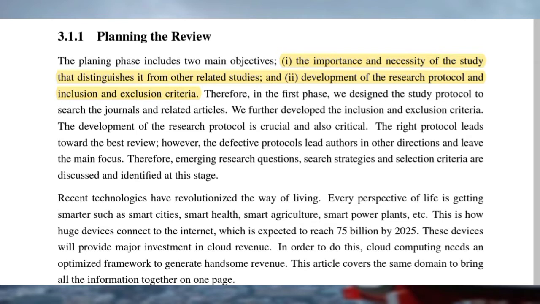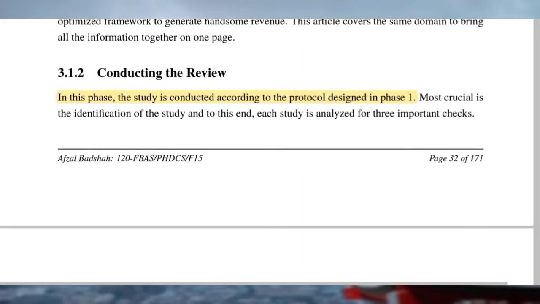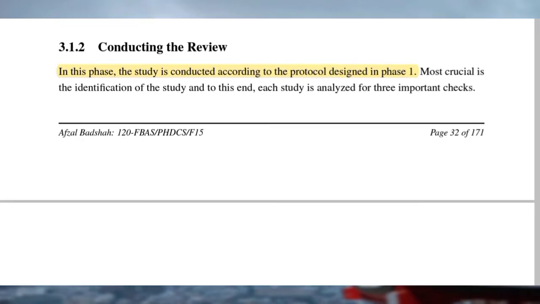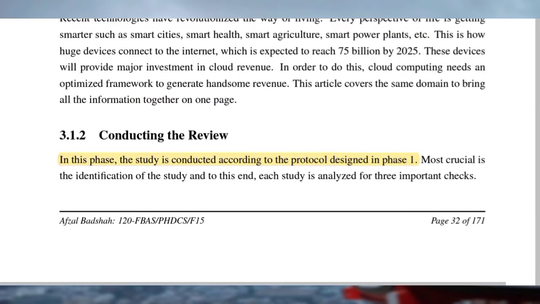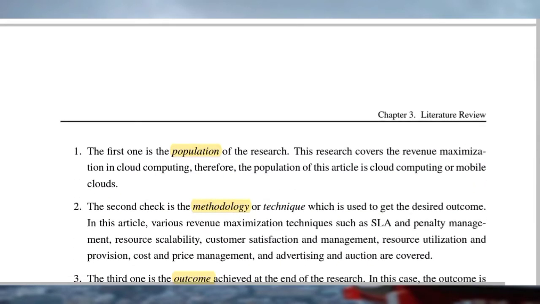And secondly, development of the research protocol for the inclusion and exclusion criteria. Definitely we will define the inclusion and exclusion criteria to search the literature. Once we have planned, and once we have defined the inclusion and exclusion criteria and the detailed protocol, after that we start conducting the review. And this review is conducted according to the phase 1 protocol.